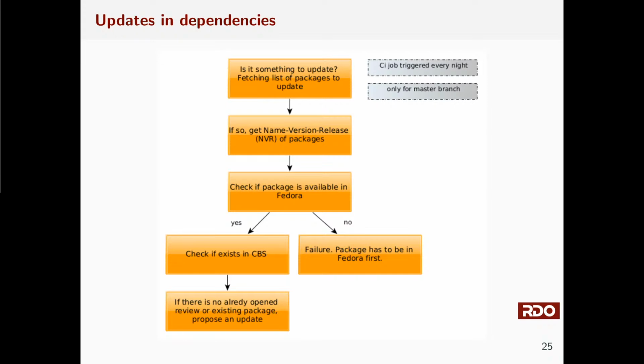So how does it work? First, we are checking if there is something to update. This is done by a nightly CI job, and as I will repeat, it's only done for the master branch. If a package is detected as available for update, we get its NVR naming convention. NVR, name release version, is a naming convention which is quite a unique identifier of the packages. And by using this NVR name, we go to Fedora and look for this package, for the needed version of the package.